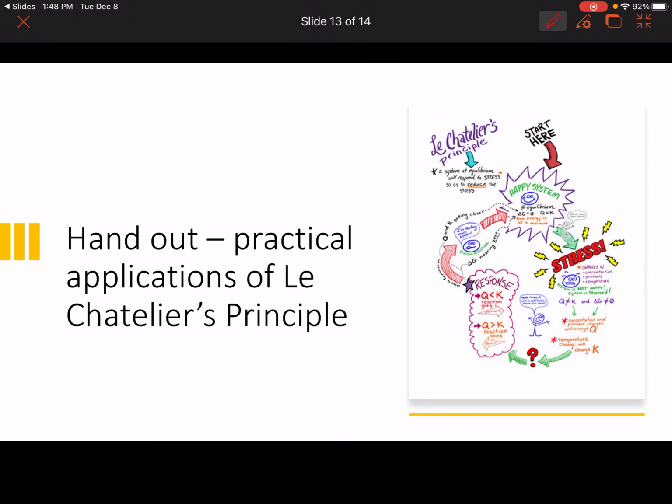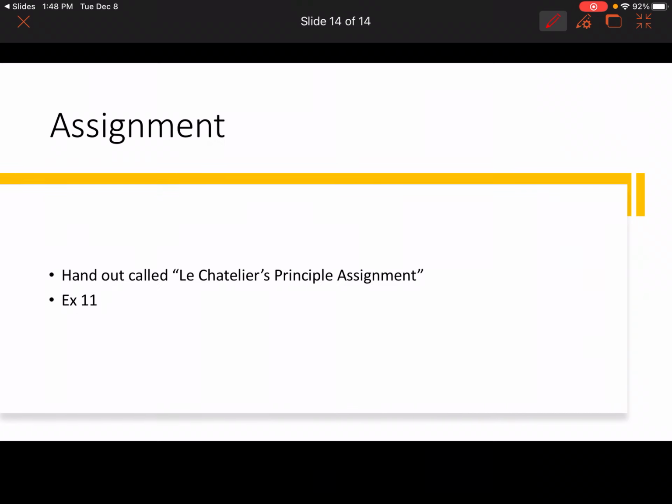You are going to just read through the handout on practical applications of Le Chatelier's principle, okay? I like this little infographic here. You can probably Google that, it comes up pretty quick. Anyways, read through the practical applications. It's actually kind of interesting how we do experience this in our real world fairly often.